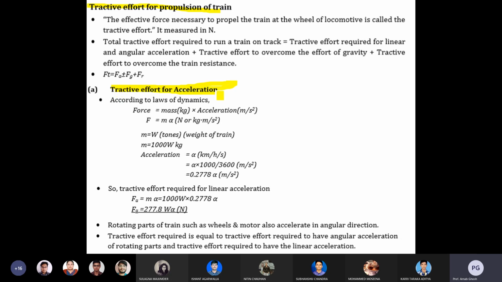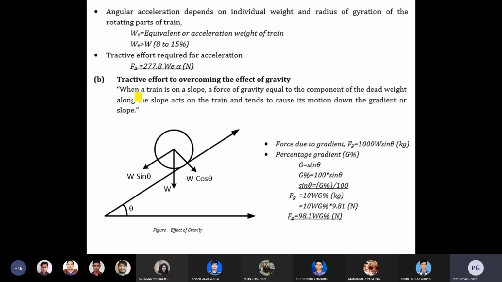Okay. Different conditions are there. First one, the tractive effort for acceleration. So if you want to increase the speed of the train. Second one is the tractive effort for overcoming the effect of gravity, that I am telling you about. So now it is inclined down. Okay, your railway, now the EMU is inclined down. So in that case, you can consider that this is your wheel. Okay, it is your wheel of the traction motor.